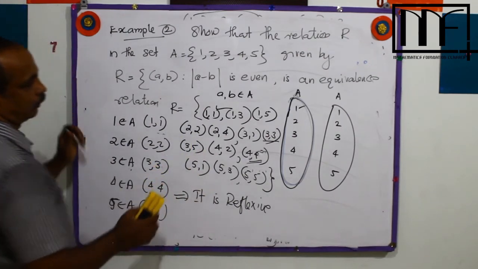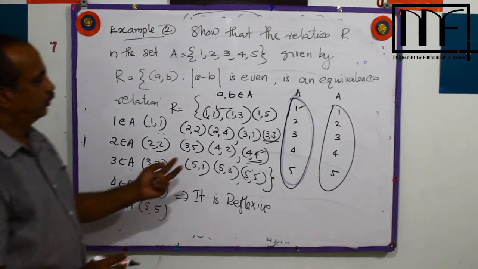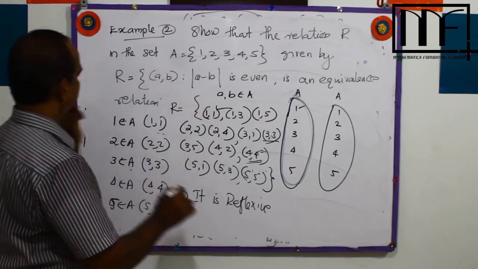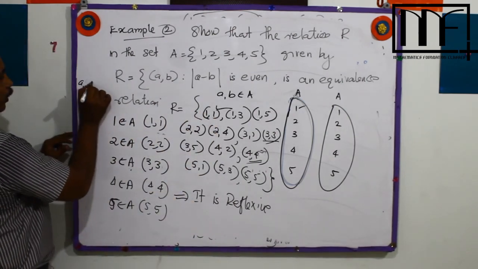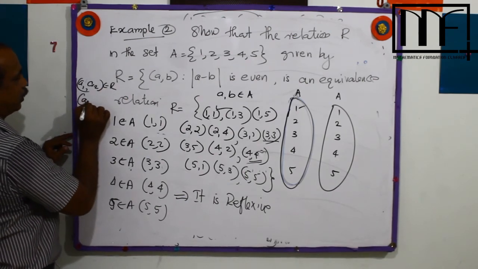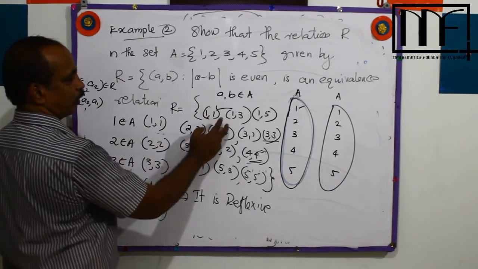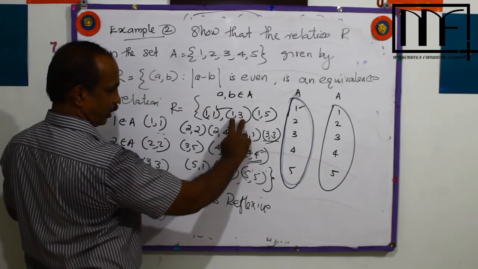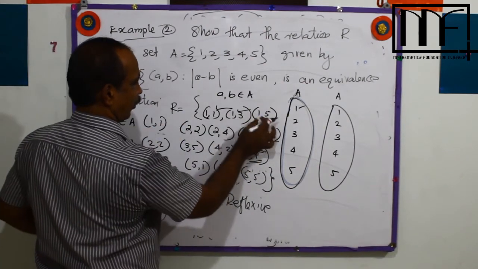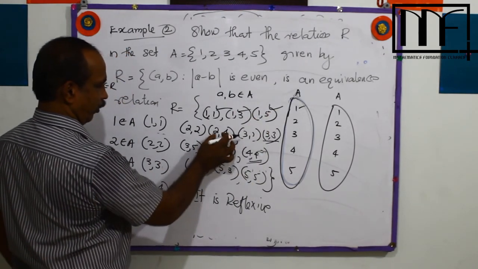Symmetric says that if A1 A2 is there in the relation, then there must be A2 A1 also. For example, 1 1 you don't have to check, because if you reverse 1 1 it is also 1 1. 1 3 is there, you will find 3 1 also. Right, 3 1 is there. Then 1 5 is there, you will find 5 1. Yes, it is there. 2 4, you will find 4 2 also.